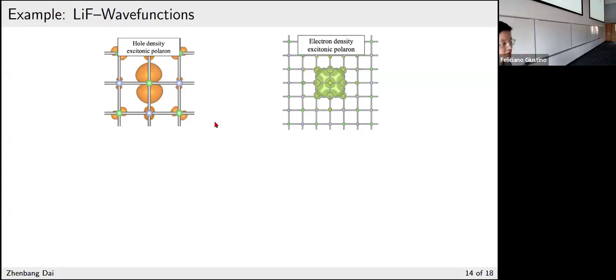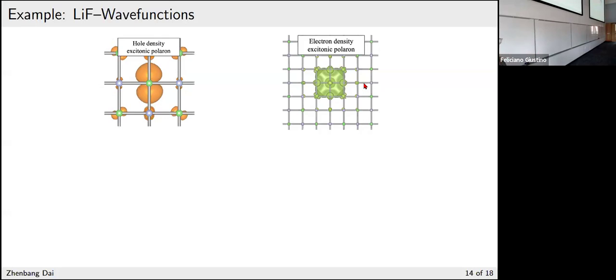And here, I'm showing you the charge densities for the exciton-polaron wave functions. As I told you, these are 2-particle quantities, so there are actually 2 charge densities. One is the hole density in the exciton-polaron, and the other is the electron density in the exciton-polaron. And you can see they are all very localized. Perhaps the hole is more localized than the electron.